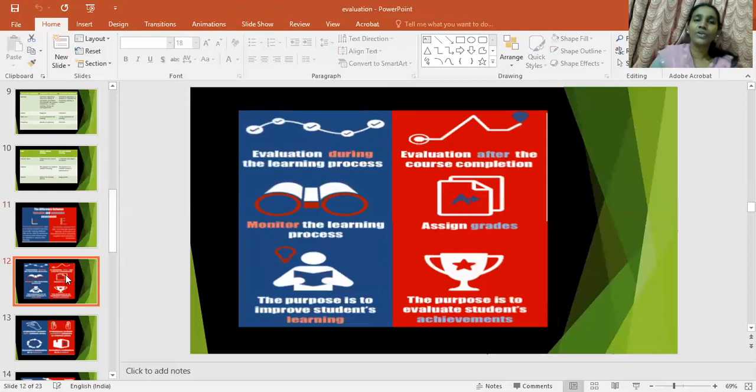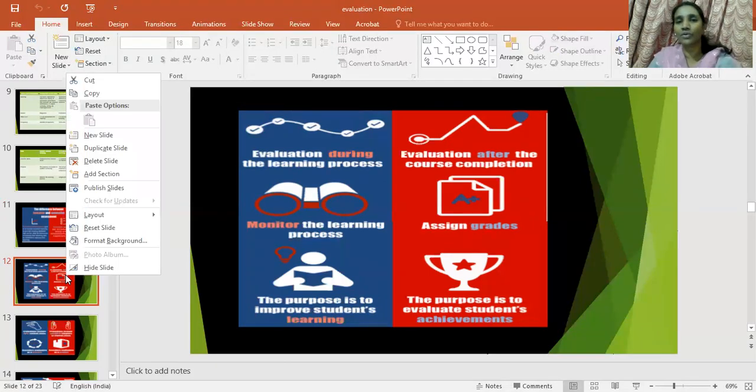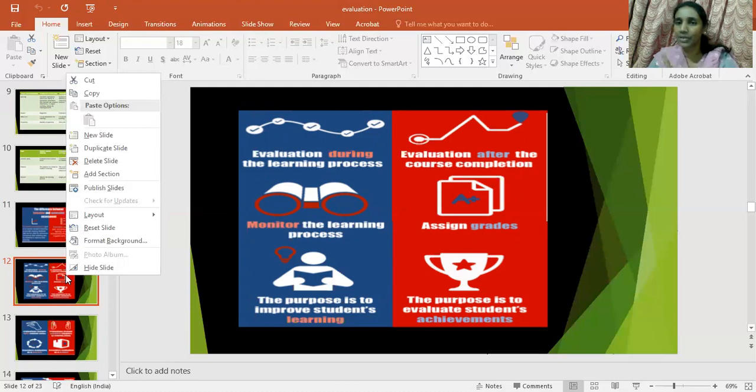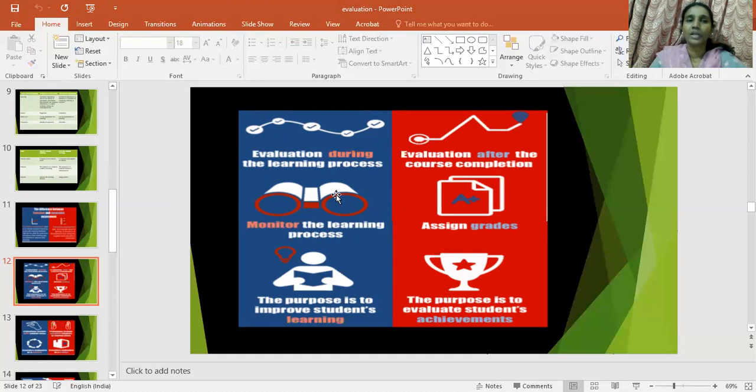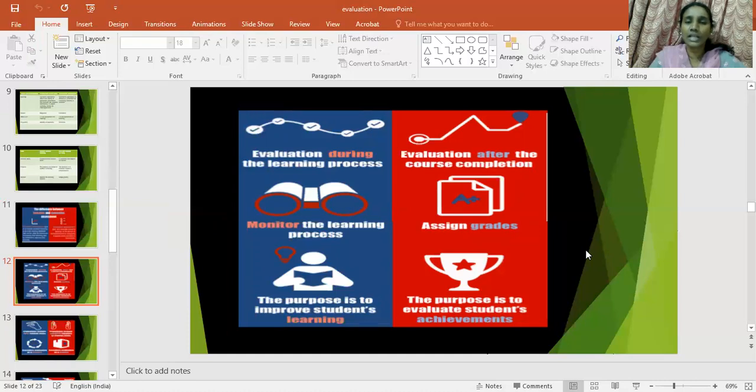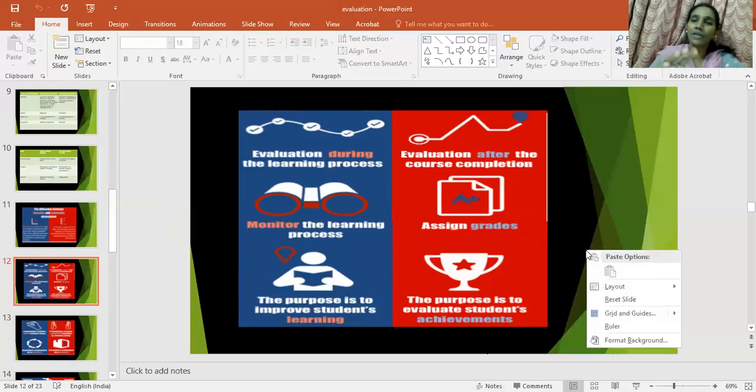evaluation during the learning process. So already I have made it clear that blue is for formative and the red color is summative. Okay. Now blue, here, evaluation during the learning process. Formative evaluation is during the teaching-learning process only; we are going to evaluate the students. This is the graph I have shown here, evaluation during the learning process. Okay, like this it is.